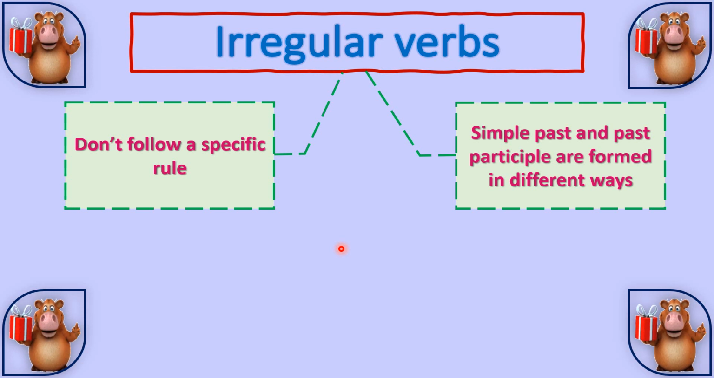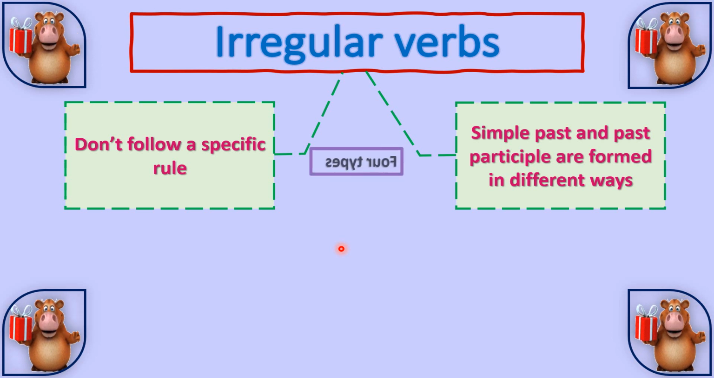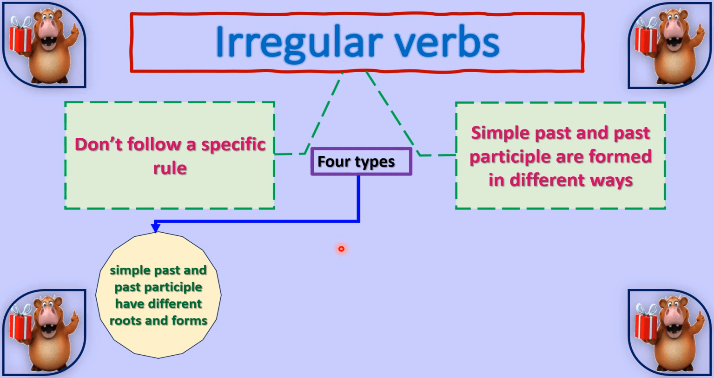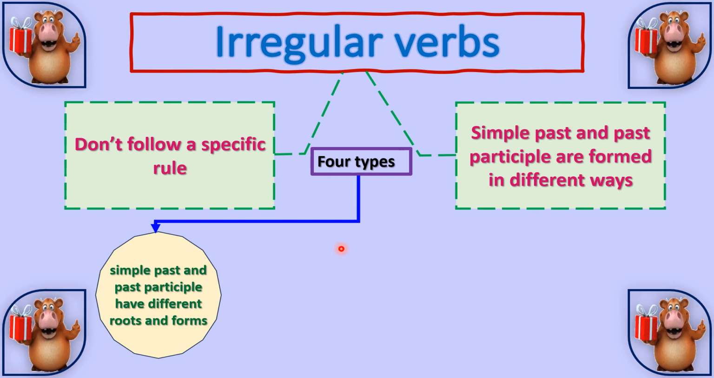In the same way, there exist 4 types of irregular verbs. The first type is what? Verbs which their simple past and past participle have differences and forms. That is to say that these verbs do not have only one form, do not have only one root and one form. These verbs have different forms and also different roots.